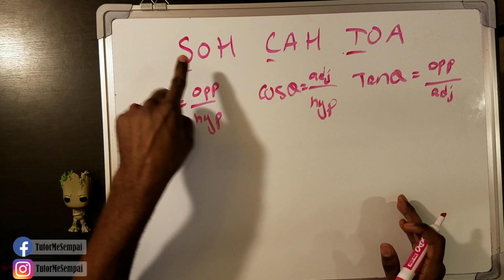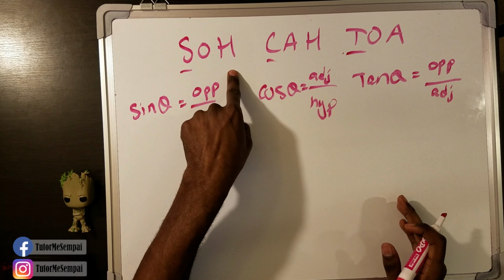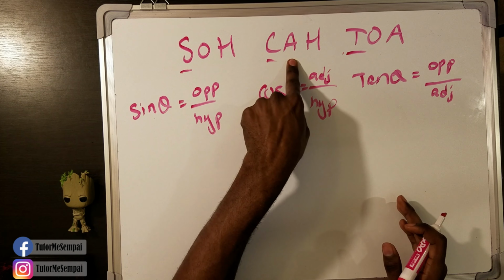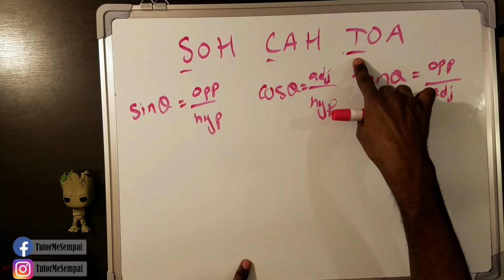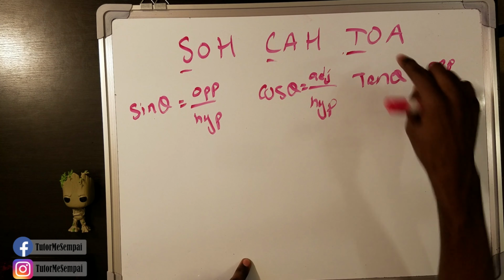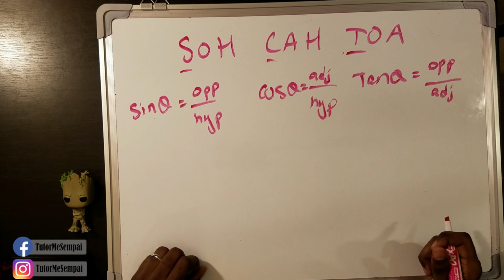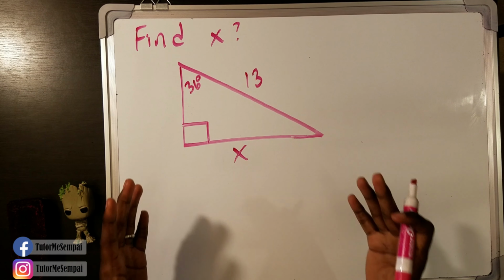That's your trig function, that's your top side, that's your bottom side. SOH CAH TOA. So our question today is to find our missing side x.